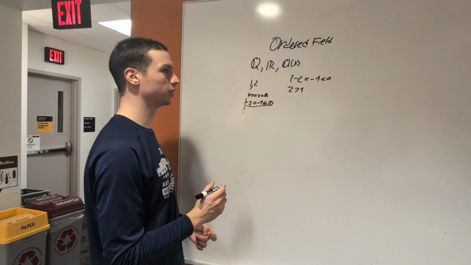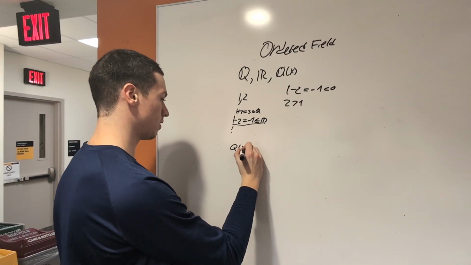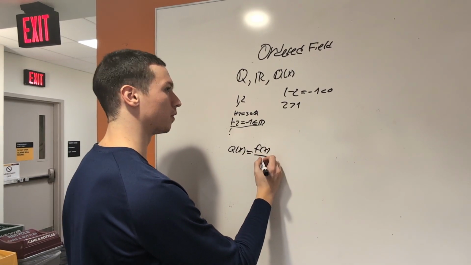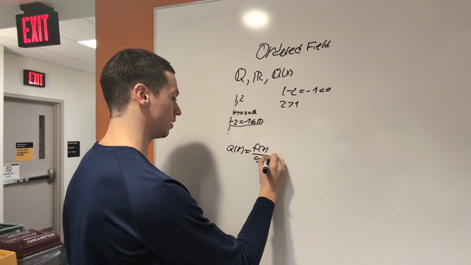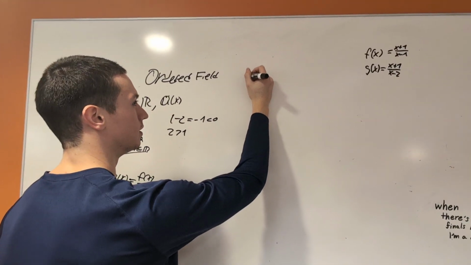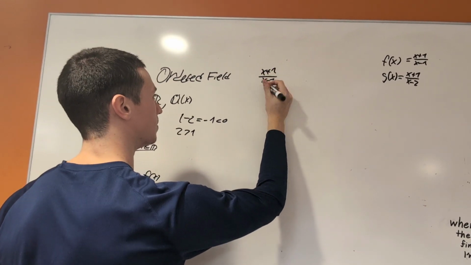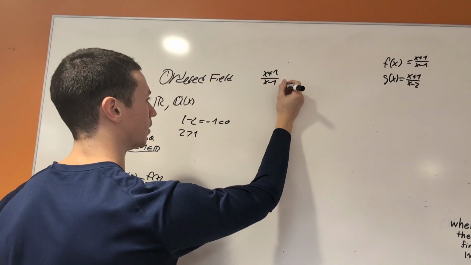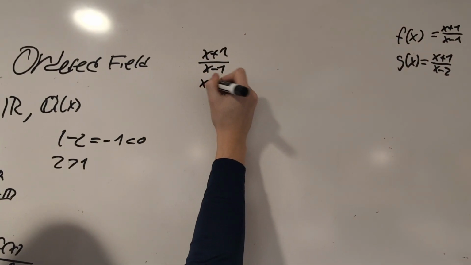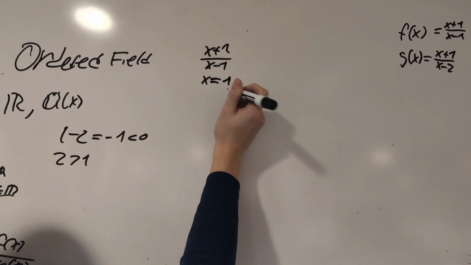So for rational functions, a rational function q of x is equal to a function f of x over a function g of x. One example of a rational function is x plus 1 over x minus 1, because you have two functions that are over each other. And this function is defined at all points except for x equals 1, because if you have x equals 1, then you get 0 in the denominator.